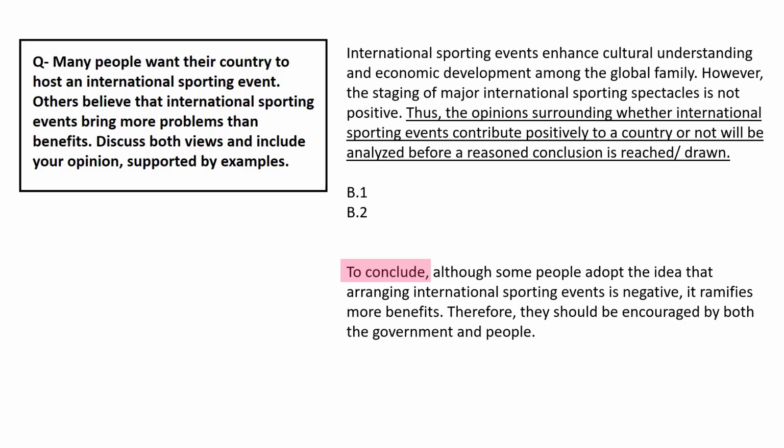So as you can see here, I state that I'm with the idea of holding sporting events, and in the last sentence, I said that they should be encouraged by the government and people, which supposedly is mentioned in the body paragraphs. Let's see the synonyms that I used from the introduction. Instead of the verb "enhance," I used "ramify," which means develop. And instead of "cultural understanding and economic development" and all that, I used the word "benefits," which means that it has positive sides or positive impacts on the society.